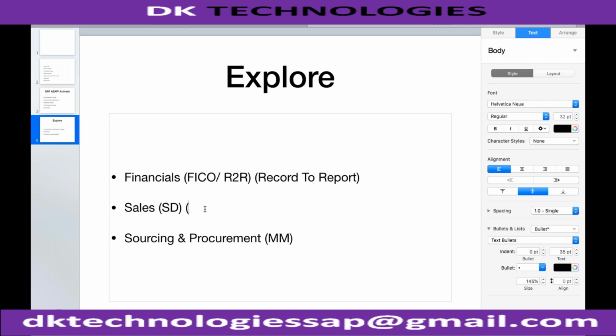When it comes to sales, it is called order to cash, O2C, OTC or O2C. Both are okay. When it comes to sourcing and procurement, this is P2P, procure to pay, PTP or P2P. It is all okay. So this is nothing but procure to pay.